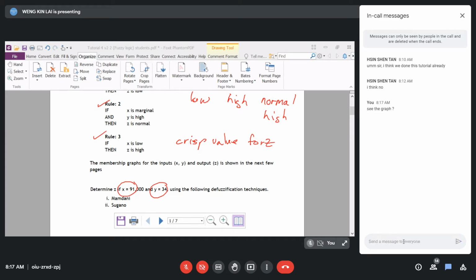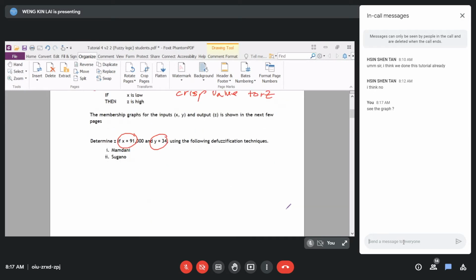Yi Chi, Teo Yi Chi. See the graph. Okay, what do you mean by see the graph? So the first step will be to look at the graph. We have four graphs here, so which graph should I look at? The clue is you are given 91,000 and 34.